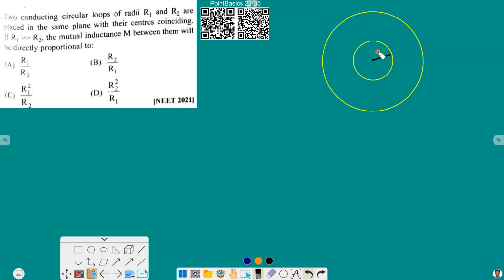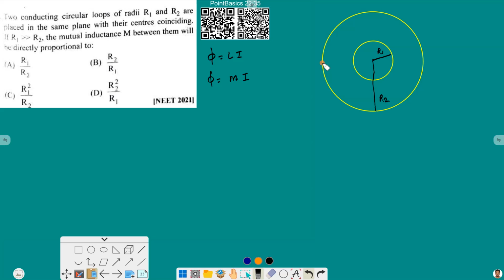Now the radius of the smaller ring is r1 and that of the bigger is r2, and we have to find their mutual inductance. We know that for self inductance, phi is L times I, and in case of mutual inductance the flux associated is M times I. And while doing this type of calculation, even if we have been given current in the smaller ring, we take the same current in the bigger ring.